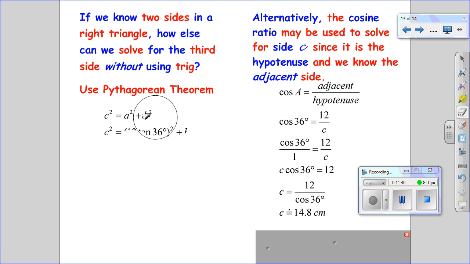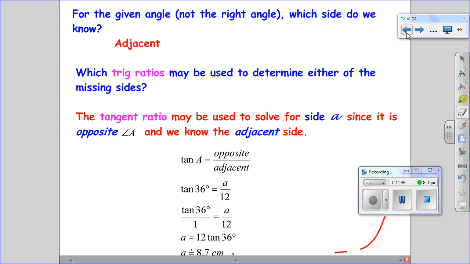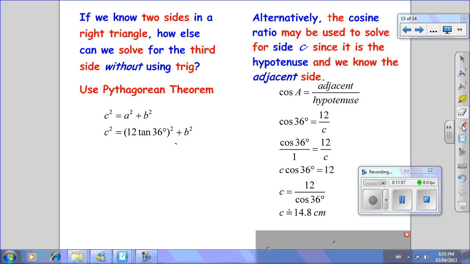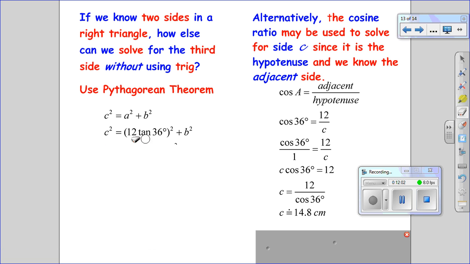If I had used the Pythagorean theorem, I would have had C squared is A squared plus B squared. Notice what I did here. I kept my value for side A exactly here on this page. It's 12 tan 36 degrees. So when I substituted into the Pythagorean theorem, I left it as 12 tan 36 because it gives me that little bit more accuracy when I'm trying to solve.